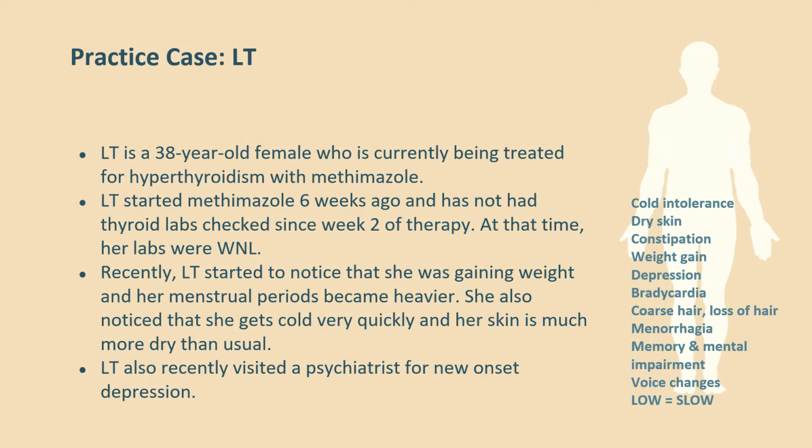So let's look at LT. LT is a 38-year-old female who's currently being treated for hyperthyroidism with methimazole. She started it 6 weeks ago, and at week 2 of therapy, she had her labs checked and they were within normal limits, and she was euthyroid, which is awesome. But recently, LT started to notice that she was gaining weight and that her menstrual periods became heavier. She also noticed that she gets cold very quickly and her skin is a lot more dry than usual. She also recently saw a psychiatrist for new onset depression.